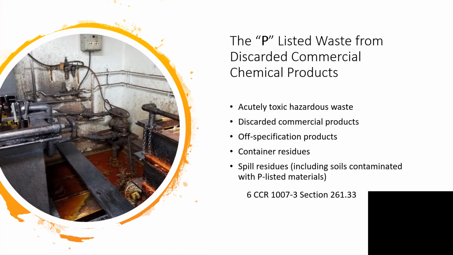Next is P-wastes from discarded commercial chemical products. They can be acutely toxic, discarded commercial products, off-specification products, as well as spills. This picture was from a different hazardous waste inspection where they had spilled all of this material in what they thought was an appropriate catchment area. What do you think was wrong with this?